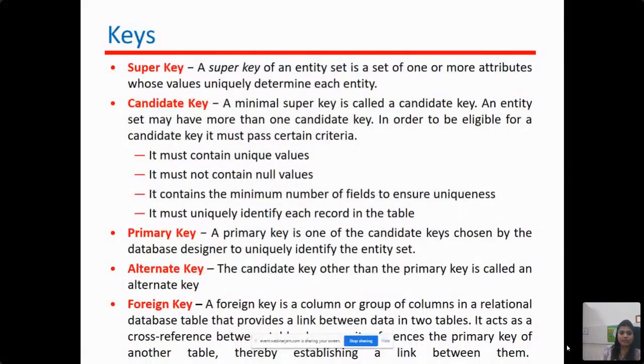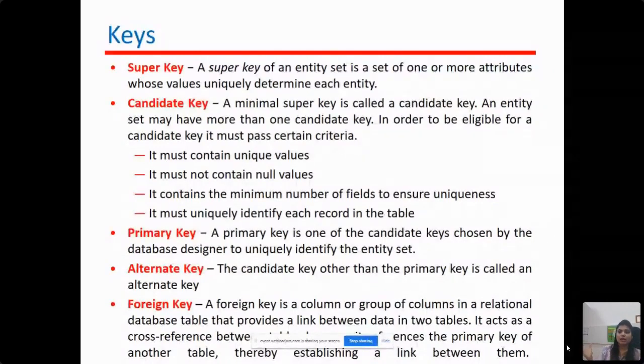We'll understand through various examples, and we must remember that the candidate key must contain unique values. It cannot contain null values. It contains the minimum number of fields to ensure the uniqueness.